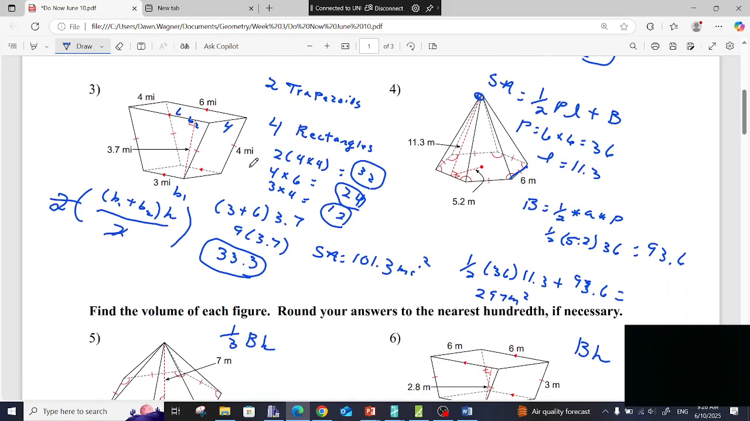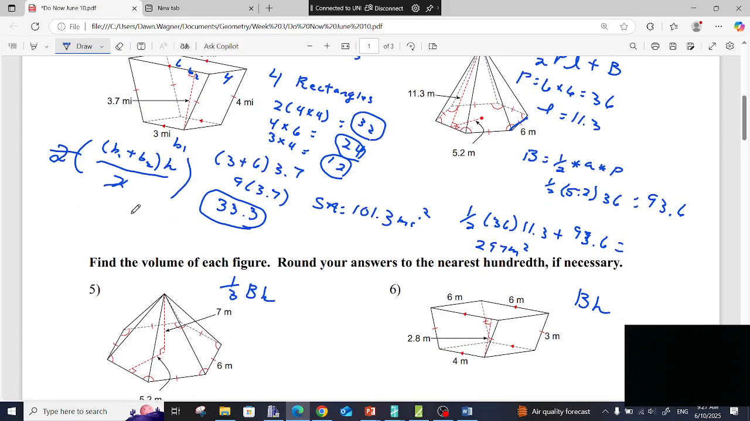New material today? Yes. Today we have inscribed angles. We are not going to be able to do sectors and arc length like we were supposed to because they changed the date on me.